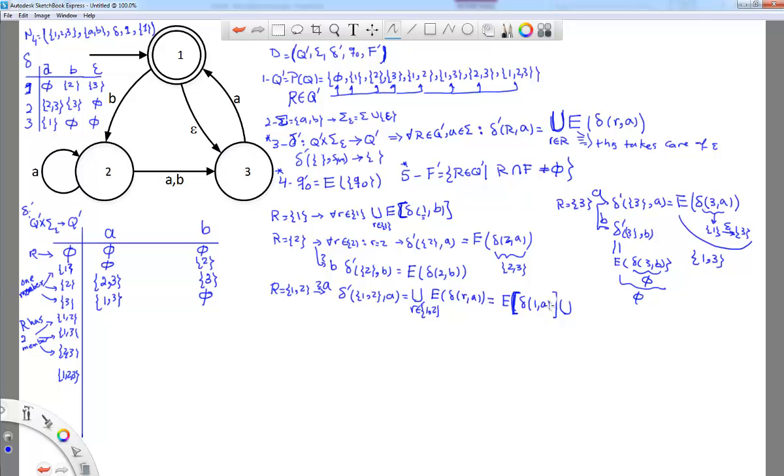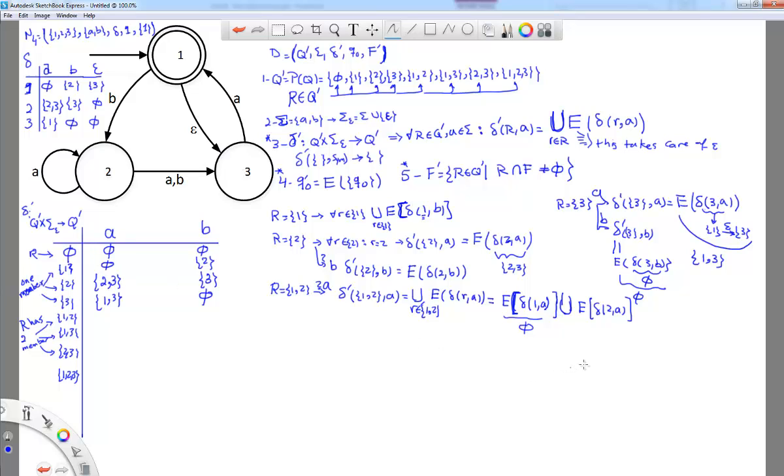Let me just clean up a little here. So this is going to be that, and then the union with E of delta of 2 and A. Now you see you have two deltas that you need to process, one for 1 and one for 2. We know that E of delta of 1 and A was phi, so this is going to be phi, and then E of delta of 2 and A we already calculated here, so that's 2 and 3.